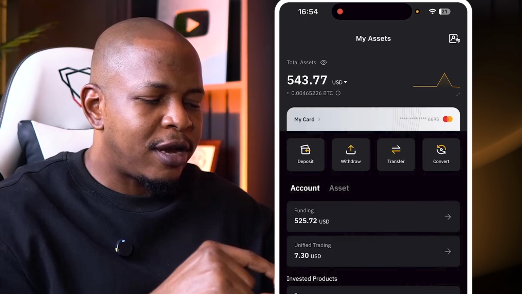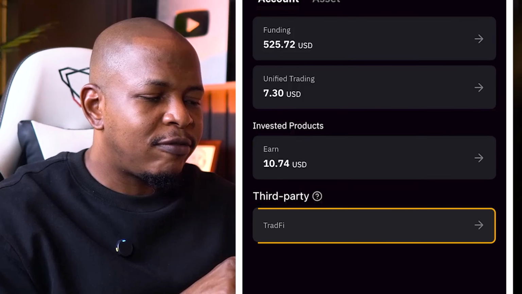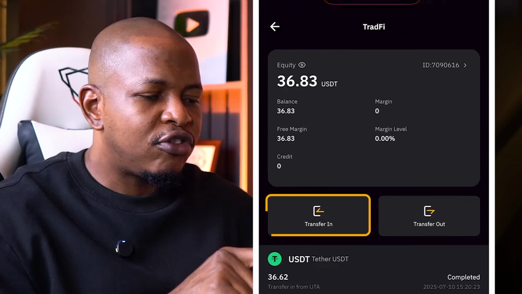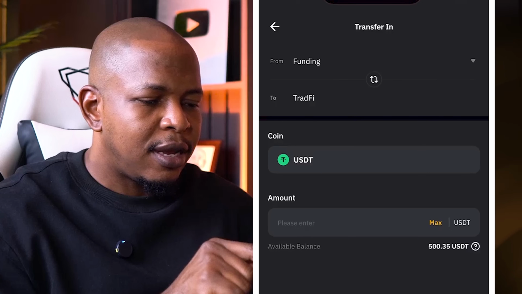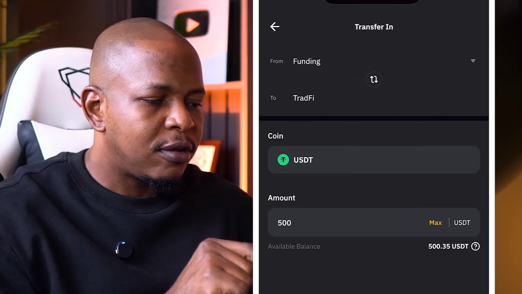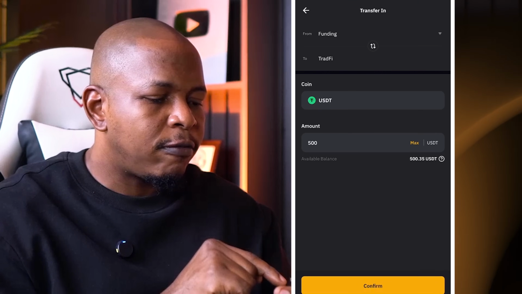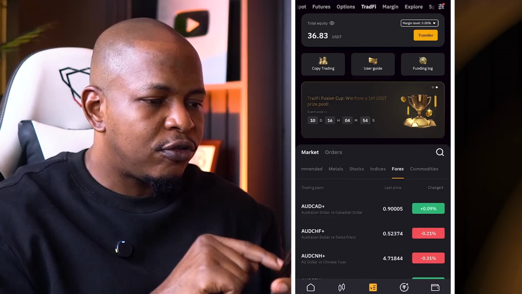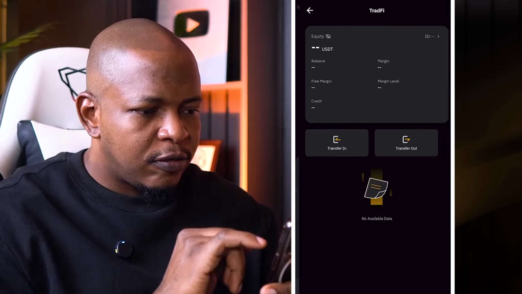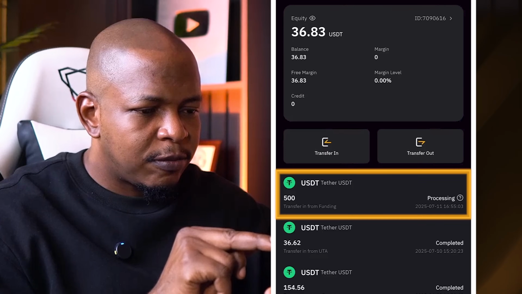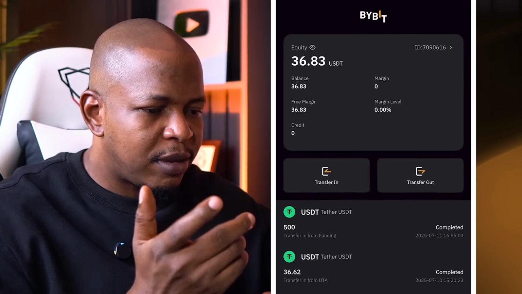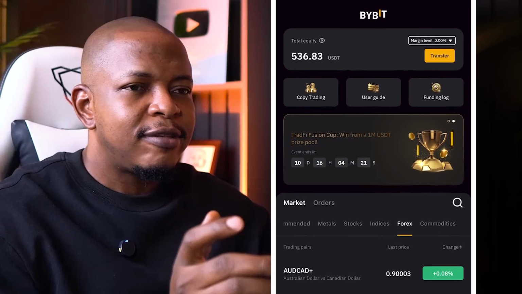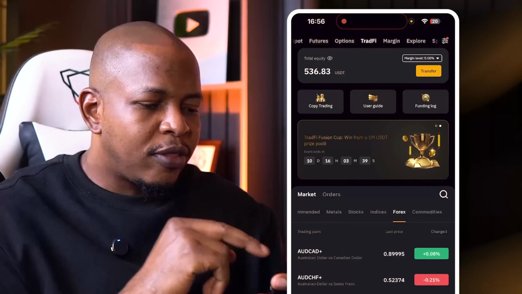To get it to TradFi, scroll down, see TradFi under third party, click on it, then click on transfer in. And I want to transfer $500. Confirm. This will go from funding to my TradFi wallet. So if I go back to trade under TradFi, you can see that it's trying to update. It is still processing. This may take like a minute or so. Completed. So if I go back, I have $536 in my account. So that is how to make a deposit.